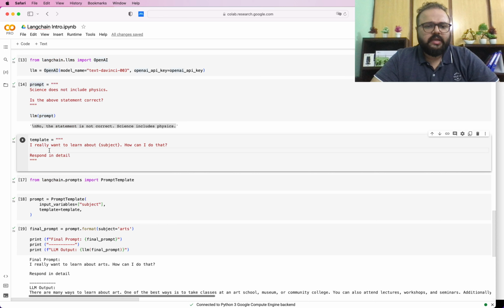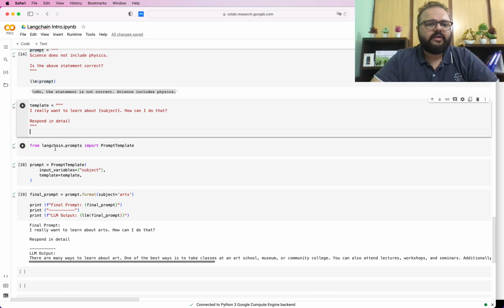A template is something that we want to give to our prompt template and then use later. So this is one template: "I really want to learn about {subject}. How can I do that?" The subject is given in curly brackets, it is a variable right here. After that I also told it to respond in detail. Then I bring in PromptTemplate from langchain.prompts, and I write the prompt template with the input variable subject and the template being this template.